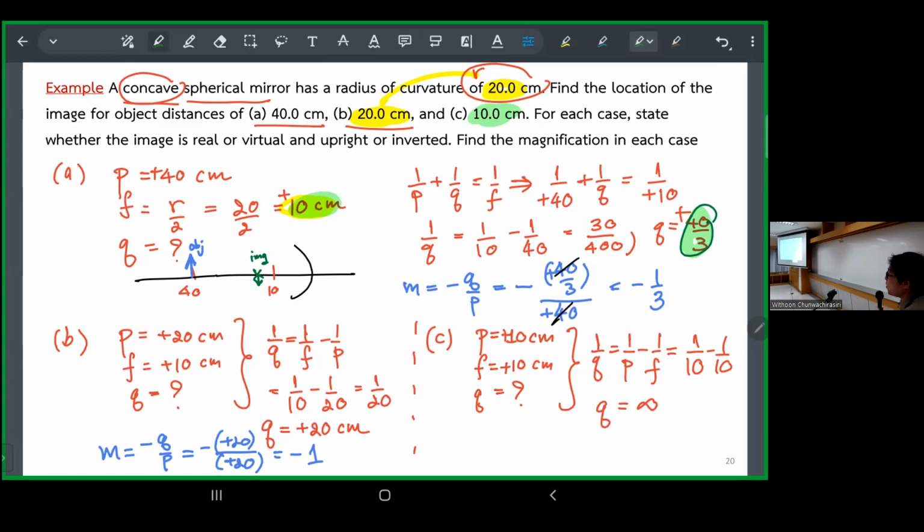That's why from this equation, it says you're not going to get an image. The image will appear at infinity. It means you have a parallel beam out.